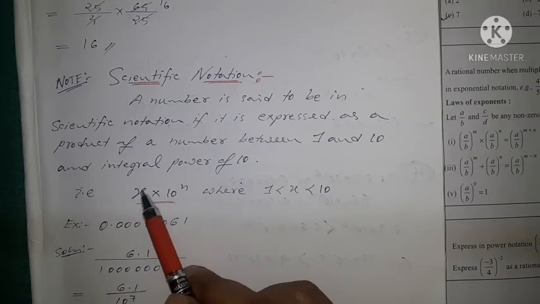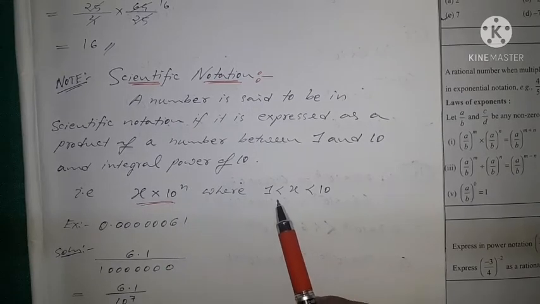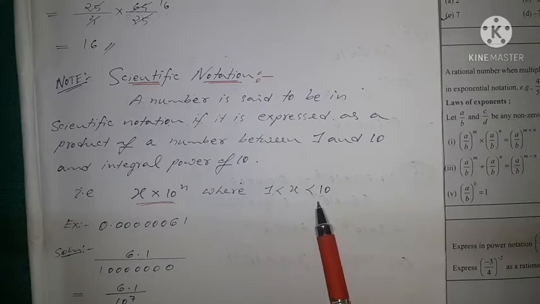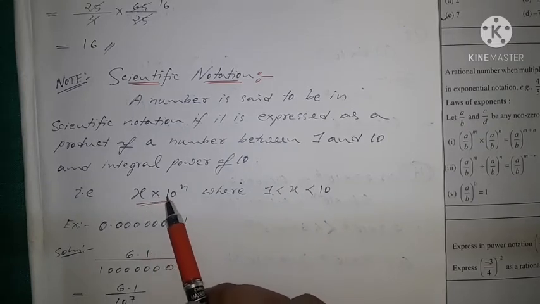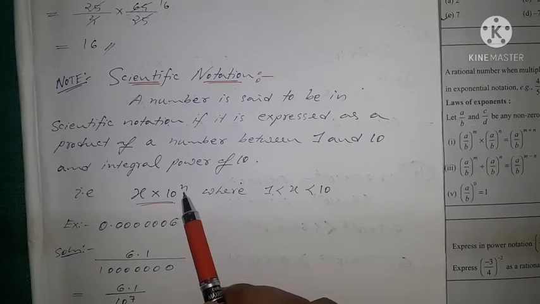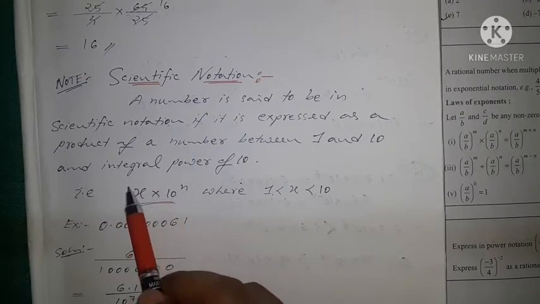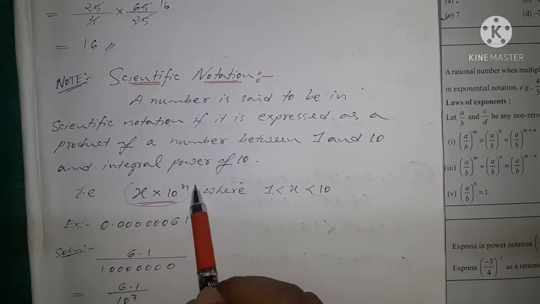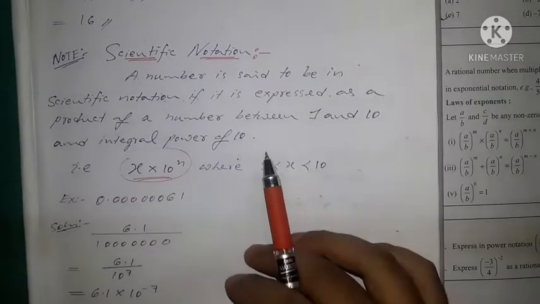So what is the x in this case? This x is the value between 1 and 10. So x must not be greater than 10 or less than 1. Therefore the value of x lies between 1 and 10, multiplied by 10 to the power n. So n is any number, so 10 to the power n. So this is the form, that is scientific notation. Okay, so let's understand with an example.